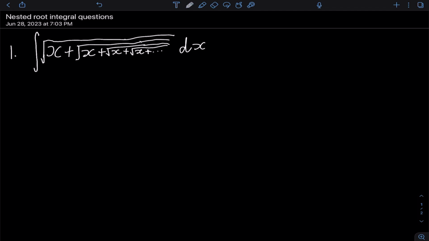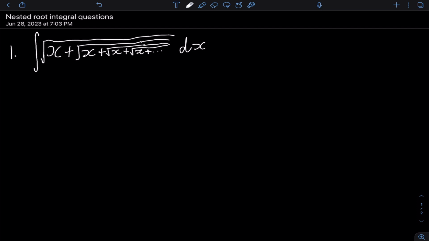Hello everybody, welcome back to another video, and in this video we'll be looking at types of nested root integral questions. So what do I mean by this? Well, we can see the first example here. In this first example we have the sums of the square roots of x, and that is going to be happening an infinite number of times.